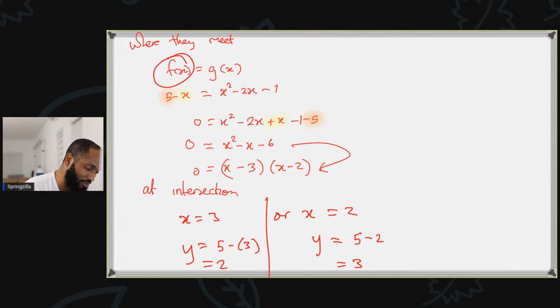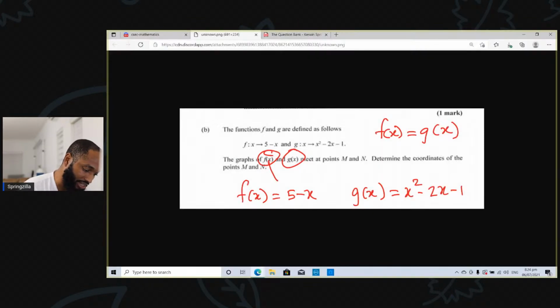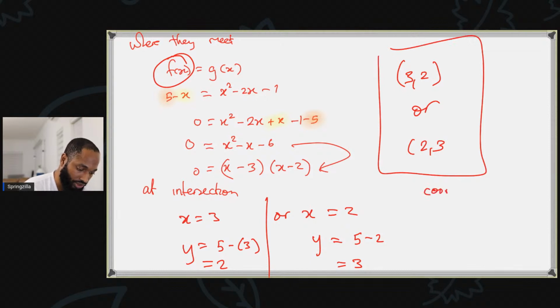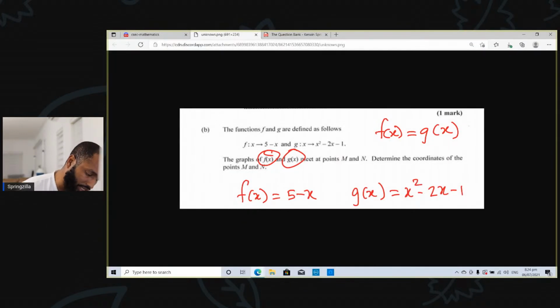I get this from the f of x, right? You could get the y coordinate by just plugging it in there. So the coordinates of intersection are (3, 2) or (2, 3). Coordinates of M and N. Quite easily done, man. Quite easily done. M and N. And I expect all of my students to mash up that, right?